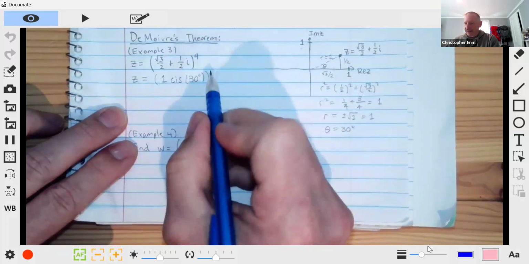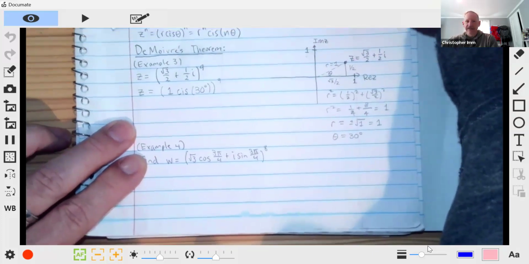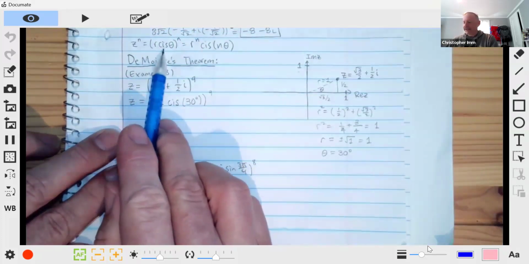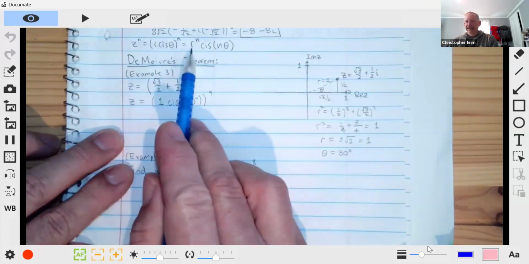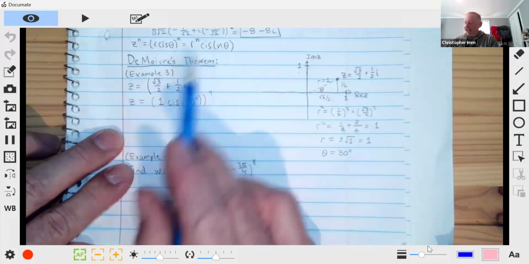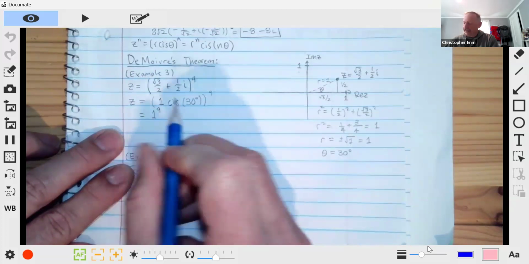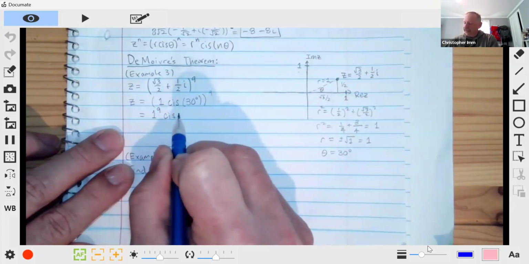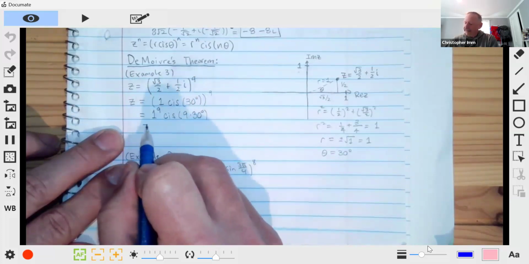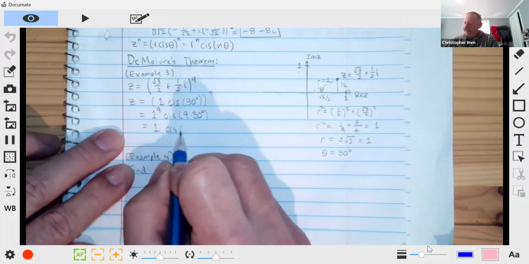All right, so for de Moivre's theorem here, let me scoot this up just a little bit so we can see that theorem. There it is. It basically says if we take this number to a power, we take the modulus to the power and we multiply that angle by that power. So I'll have 1 to the ninth times cis of 9 times 30 degrees. And that's going to be 1 to the ninth, or 1, times cis of 270 degrees.